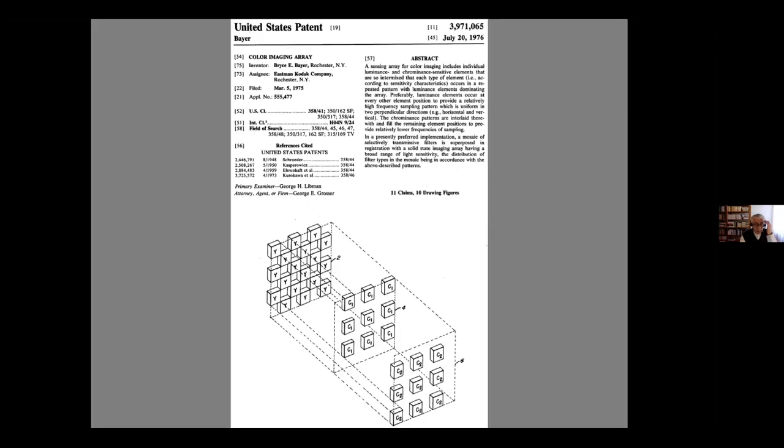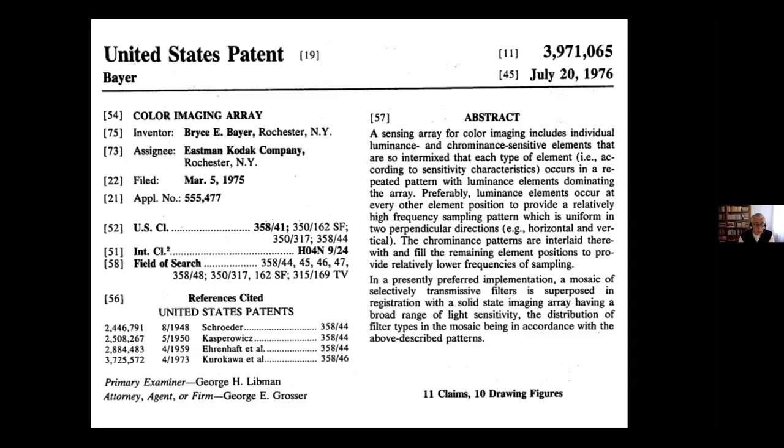Please let me introduce a first gentleman. He was a scientist working at Kodak who invented the Bayer filter. It has been said that without Bayer's invention, we would still be getting only black and white pictures from our digital cameras. This is the front page of the patent that interests us here. The patent was filed in 1975 and delivered in 1976. That's not the day before yesterday, that's 45 years ago.